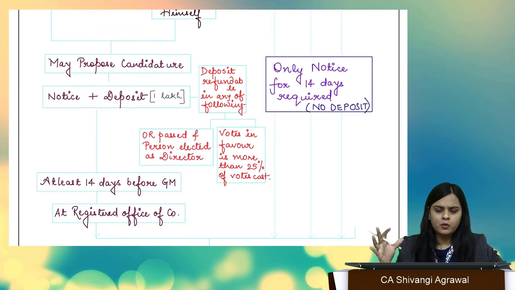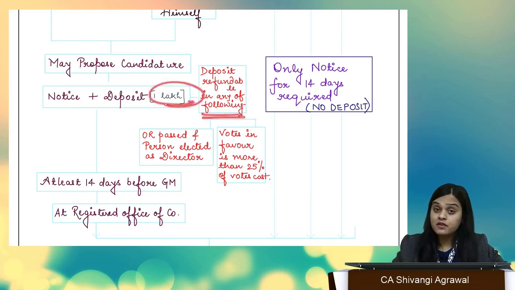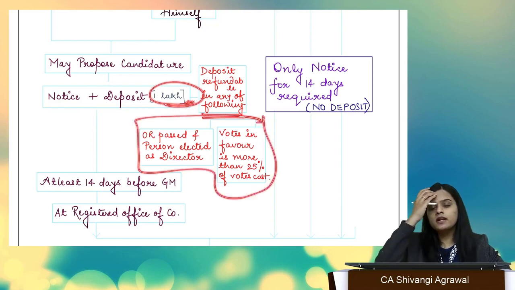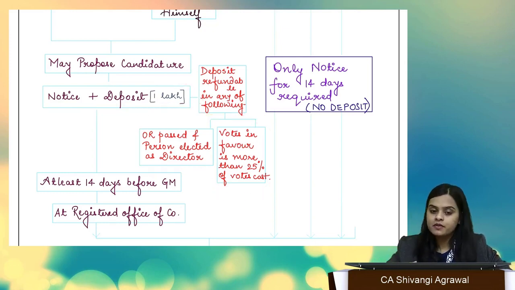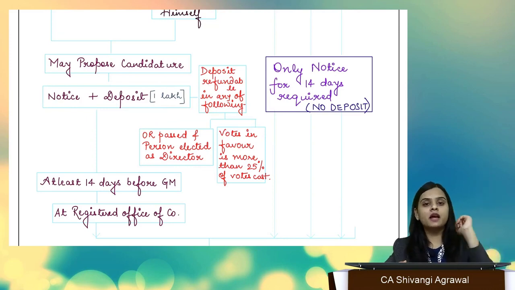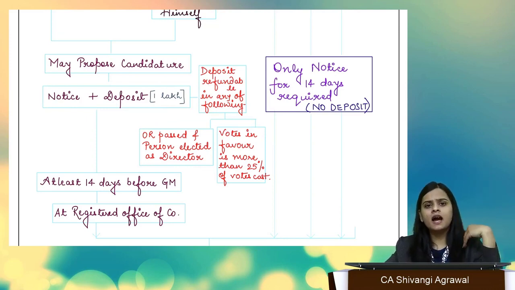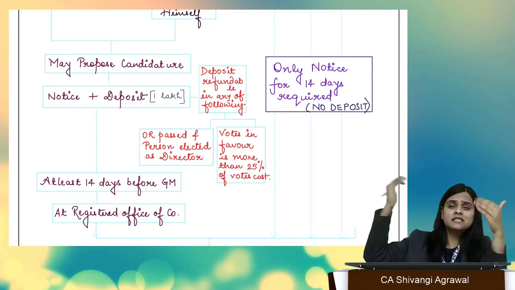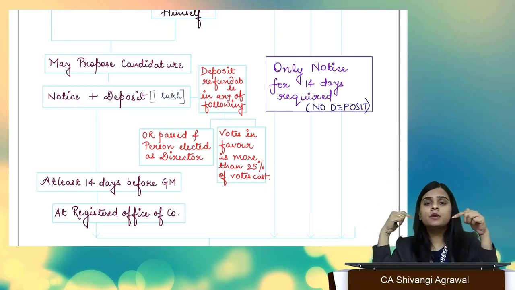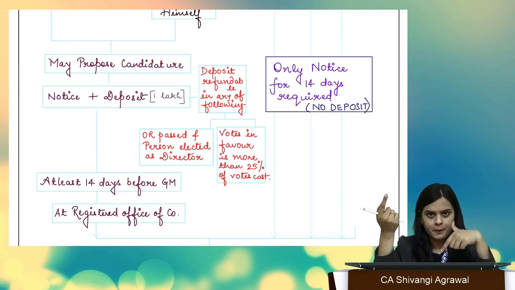So anyone can propose candidature. Just to screen out, or just to have those serious applications, there is a refundable deposit of 1 lakh. It's not refundable in all cases, but it's refundable in these 2 cases. So what you have to do is, if I am a member and I want to become a director of my company, or if I am not a member, or if I know someone, I can propose his candidature also.